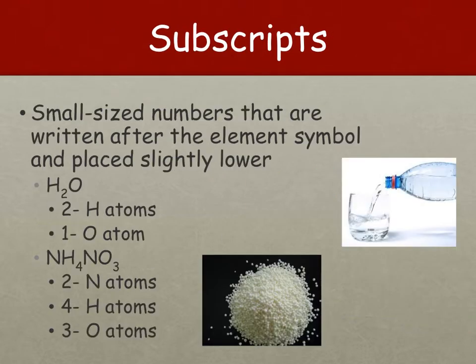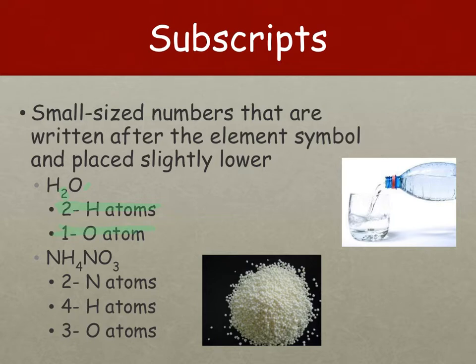So remember, the subscripts are the small numbers that are written after the element symbol and placed slightly lower. So those would be your 2's. This is hopefully review. This is from last unit in Unit 3, where we pointed out that the subscripts tell us how many of the hydrogen atoms or oxygen atoms we have. So there's that subscript that tells us we have 2 hydrogens. There's not a subscript there, so that represents 1 oxygen.